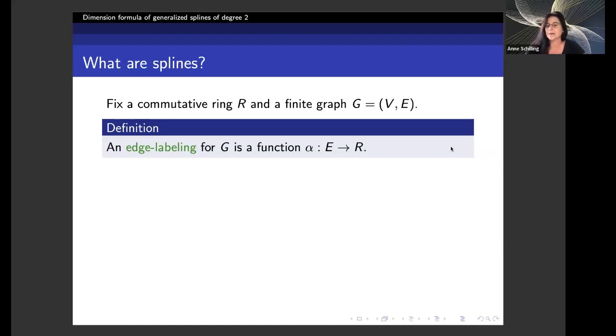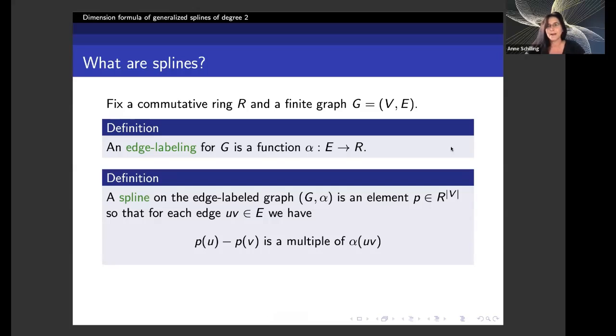I should say the ring that we are mostly interested in for this talk is just the polynomial ring in two variables, x and y, but this will come up later. In principle, you can define it for any ring. And then a spline on this edge labeled graph is an element where you pick an element in the ring for every vertex of the graph. So it's an element of R to the V.